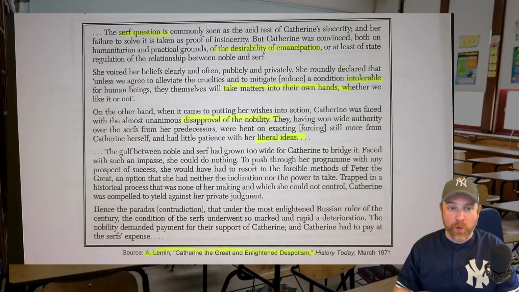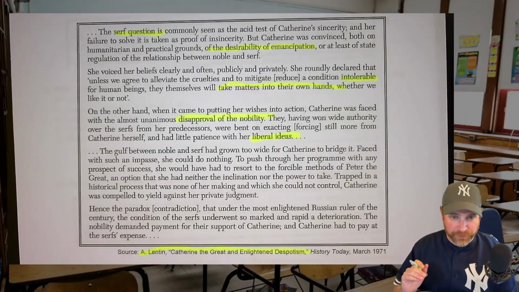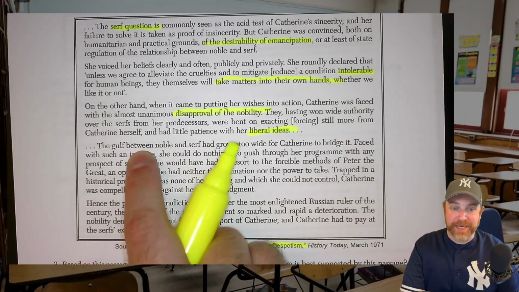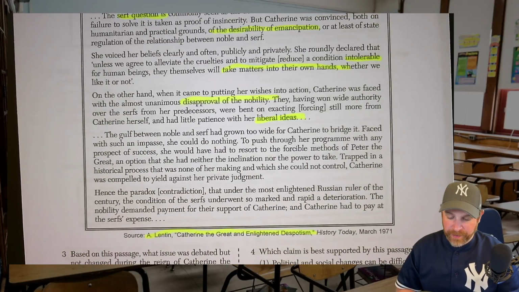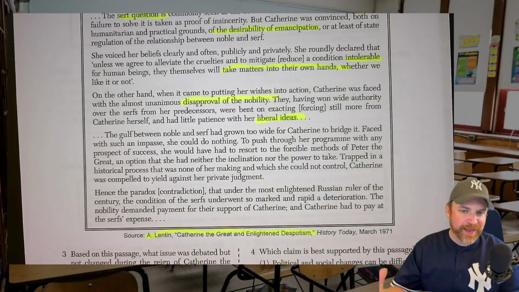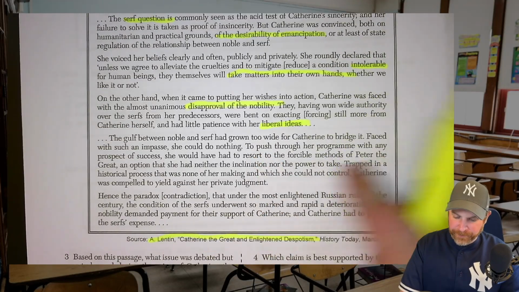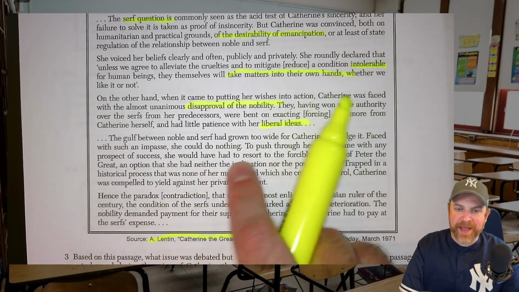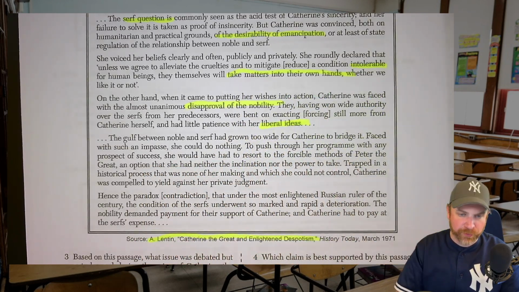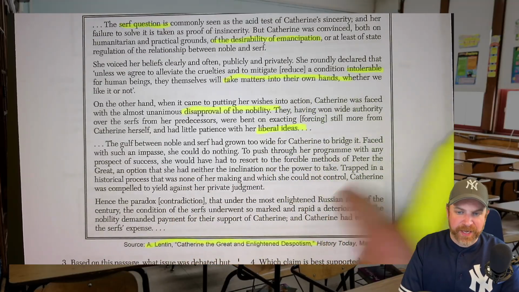So the nobles don't want change. They don't want new ideas. They don't want Enlightenment ideas. They want things to stay the same, right? They want control over the serfs. The gulf, meaning gap, between noble and serf had grown too wide for Catherine to bridge it. Faced with such an impasse, meaning you can't come to a decision, you can't fix the situation, she could do nothing. To push through her program with any prospect of success, she would have had to resort to the forcible methods of Peter the Great, an option that she had neither the inclination nor the power to take.